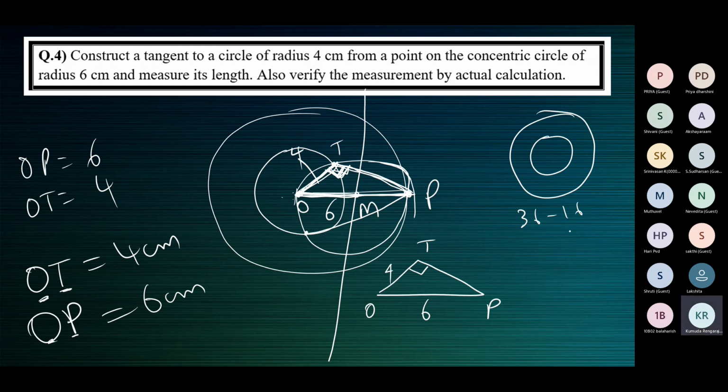What is it? 36 minus 16 is 20. Square root of 20. I have a calculator with me. I'm finding the square root of 20, which is 4.47. 4.47 means approximately TP is equal to 4.5. Using your scale, you should get 4.4 or 4.5, because 4.47 is the square root of 20.